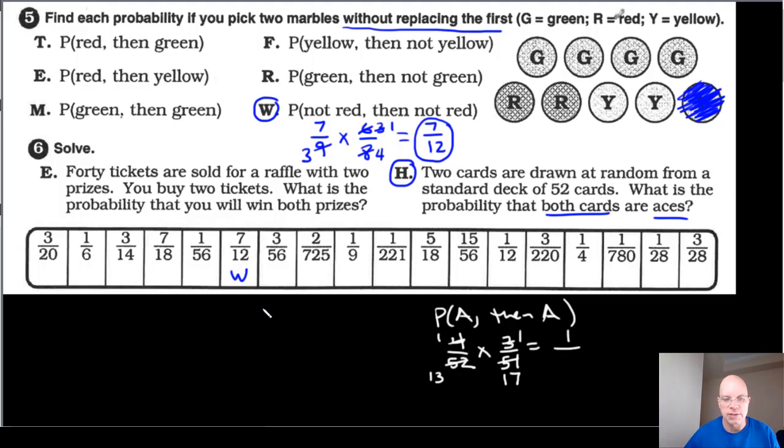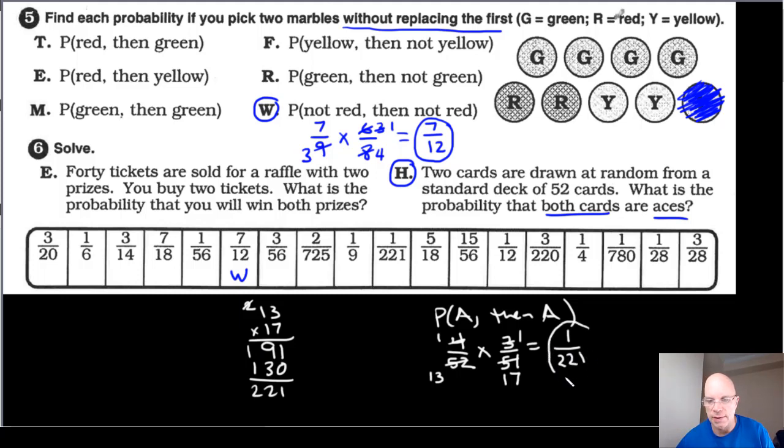13 multiplied by 17, I don't know, so I'm going to do this. 3 sevens is 21, carry the 2. 1 times 7 is 7, and 2 is 9. Now I'm multiplying by 10, so I put a 0 in the ones place. 3 multiplied by 1 is 3, and 1 multiplied by 1 is 1. So I get 221. So there's a 1 in 221 chance of picking an ace and then picking another ace.